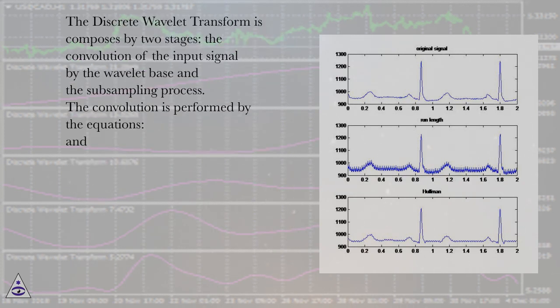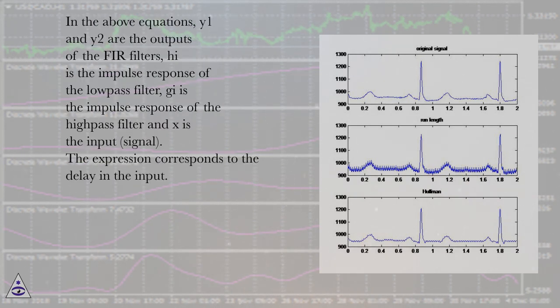The discrete wavelet transform is composed by two stages, the convolution of the input signal by the wavelet base and the subsampling process. The convolution is performed by the equations. In the above equations, Y1 and Y2 are the outputs of the FIR filters, h is the impulse response of the low-pass filter, g is the impulse response of the high-pass filter and x is the input signal.